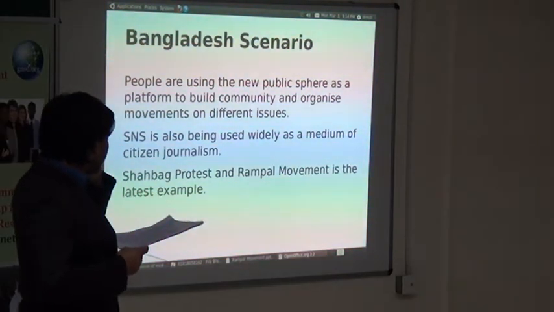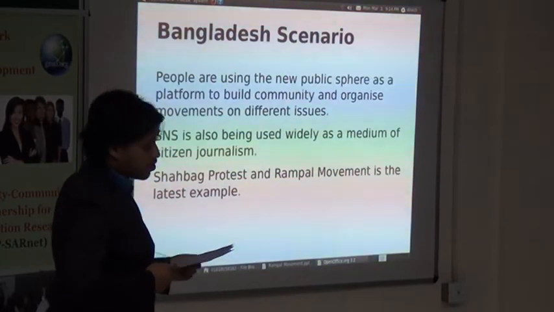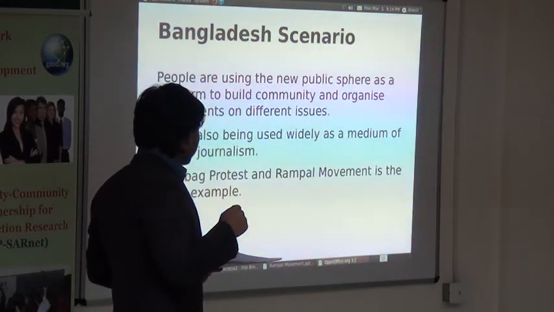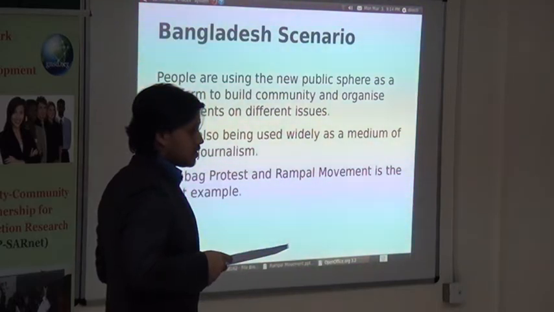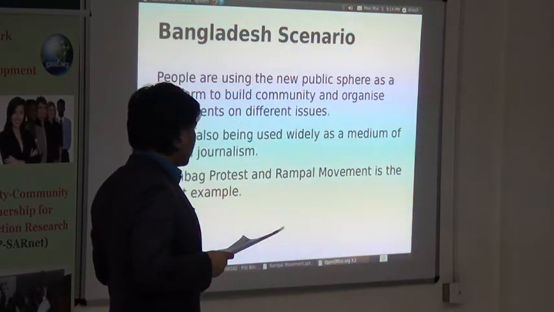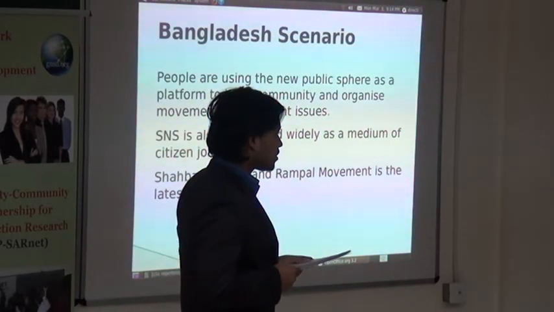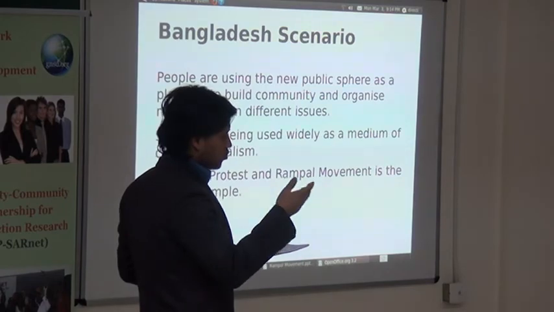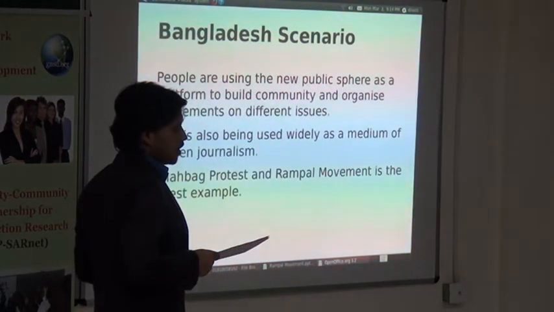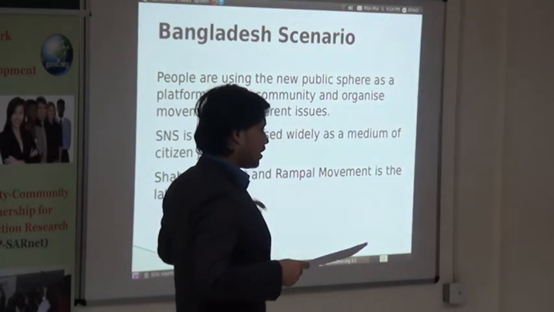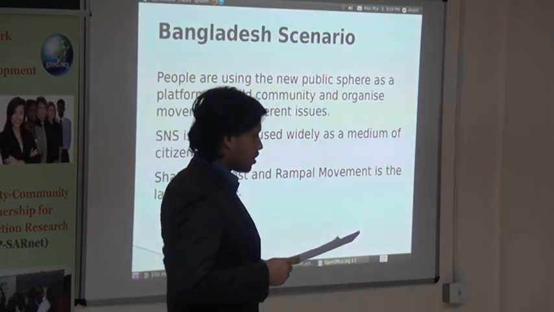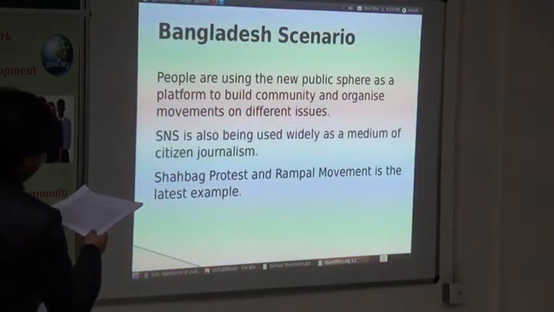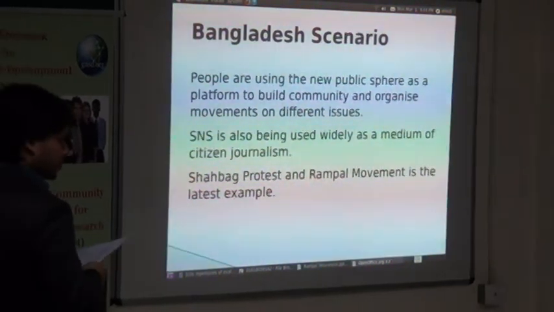There is an example I mentioned here, the Shahbagh protest. This is a recent protest which was organized in Bangladesh. It is about demanding the trial of war criminals, and it was mainly organized by some bloggers and online activists. They invited people through the social media to join them, and after a few days, thousands of people joined them in Dhaka, and later it spread across the world and also across other cities in Bangladesh. And I will talk about the Rampal movement later. This is my case study.